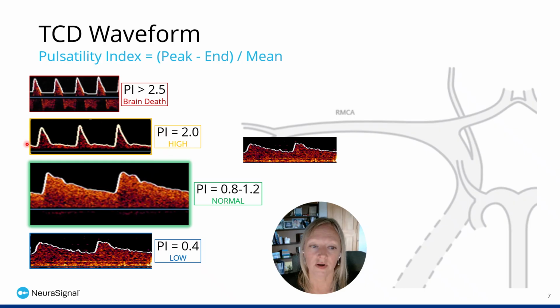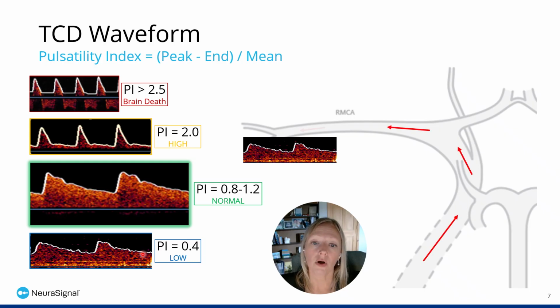Here is another example of a high PI, a normal waveform which you'll find in a middle cerebral artery. A PI of 0.8 to 1.2 will appear as this image here. With a lower PI, 0.4, you'll have more end-diastolic flow.